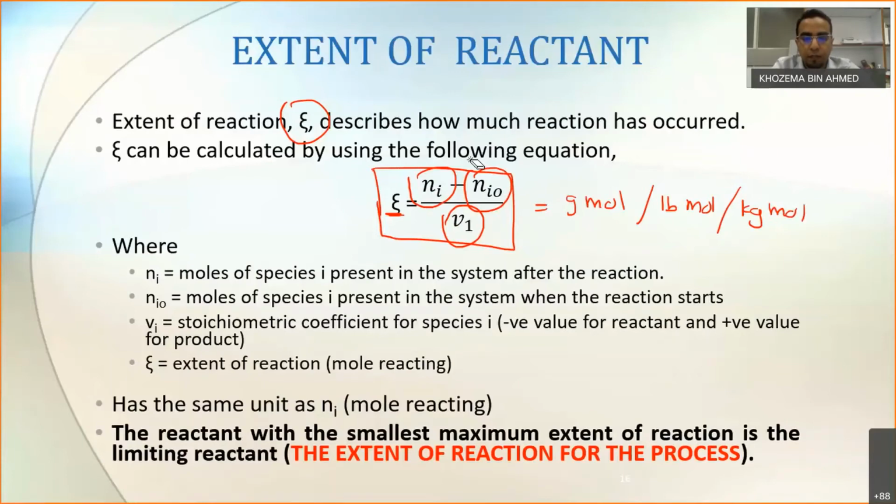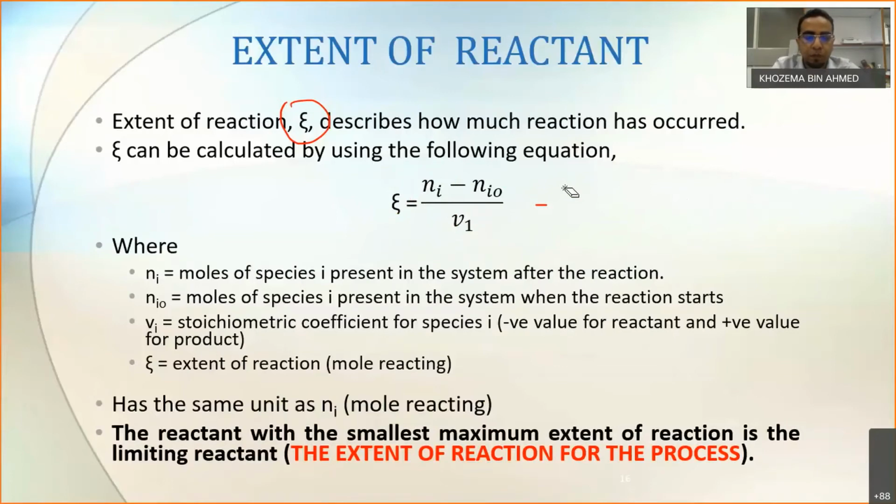If you are still confused and not sure which unit you want to use, look at here. This thing will have a unit of mole, either gram mole, pound mole, or kilomole. This one will also have a unit of mole. This one is dimensionless, meaning that it does not have any unit. So mole minus mole, definitely this thing will have a unit of mole. It will follow whatever unit your Ni and Ni0 have.